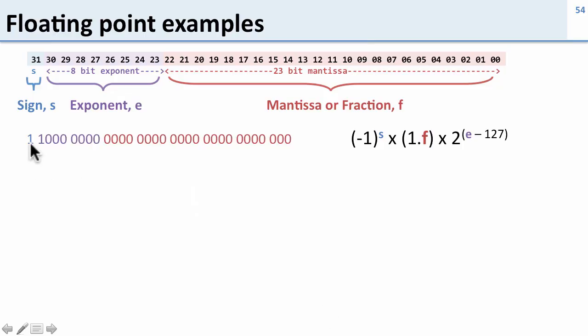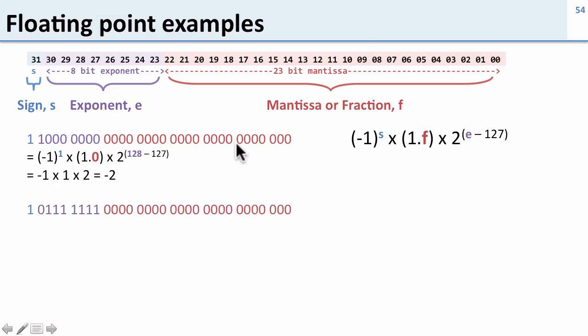So here's an example. We have 1, 1, and then all zeros. So what this number says is our sign bit is 1, our exponent is 1, 0, 0, 0, and our mantissa is all zeros. So how does this work out? Well, we get this number. We get minus 1 to the 1, here's our 1, times 1.0, here are all of our zeros from our mantissa, times 2 to the 128 minus 127. So this value number is 128. What does that work out to? Well, it's minus 1 times 2, or minus 2. So this number here is minus 2 in floating point.